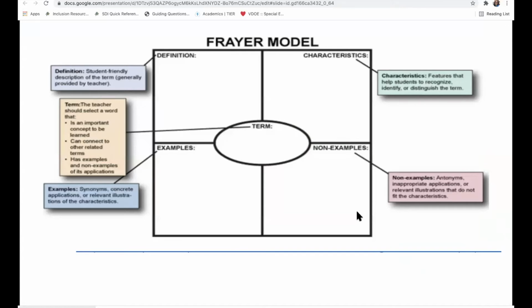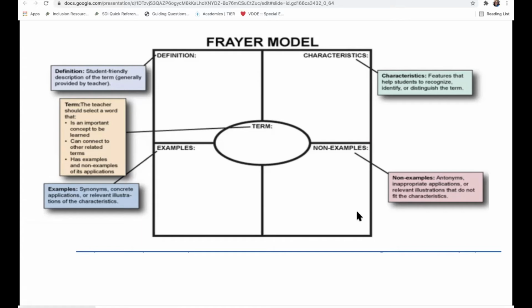Again, this is the Frayer model. Now, in the Frayer model, very similar to explicit instruction, and you can use the Frayer model with explicit instruction because it has all the same things. So again, if I'm doing explicit instruction in the Frayer model, I have a student-friendly definition, again, generated by you as the teacher. And again, the term is going to be selected by you because you may not use all of the terms at that point in time that's in that lesson.